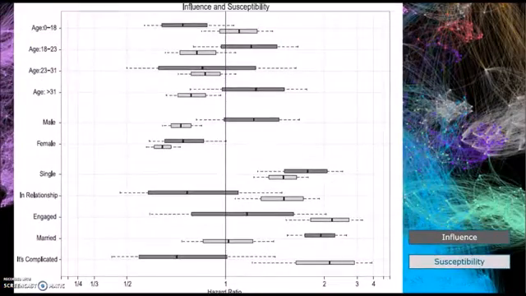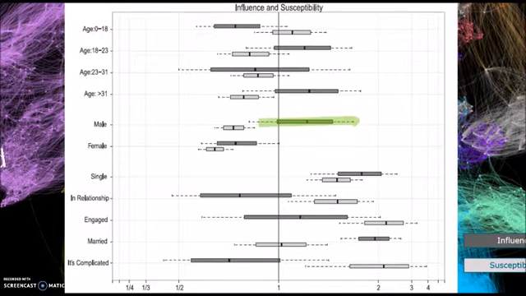Going a little bit deeper into the actual findings, we can see the following. First of all, you see in dark gray the influence of different groups, and in light green the susceptibility. An important finding hereby is, for example, that men are more influential than their female counterparts. When we look, for example, at the Facebook relationship status, we can also see that married couples are the least susceptible and that they are also the most influential, quickly followed by single people.